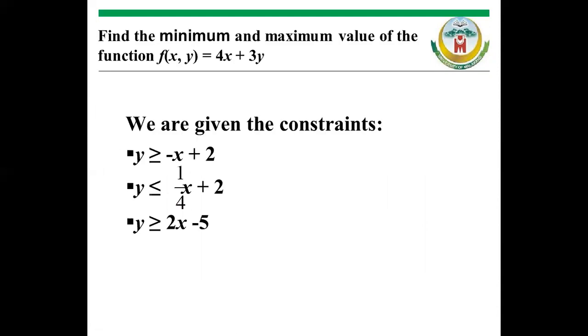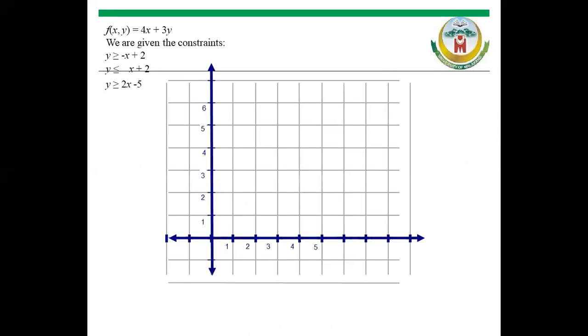And now this is another example. This is our function, and these are our constraints, and these are the decision variables. So in linear programming, what we will do, we will graph these. These are the different constraints. Y should be greater or equal to -x plus 2. Y is less or equal to 1 over 4x plus 2. Y is greater or equal to 2x minus 5.